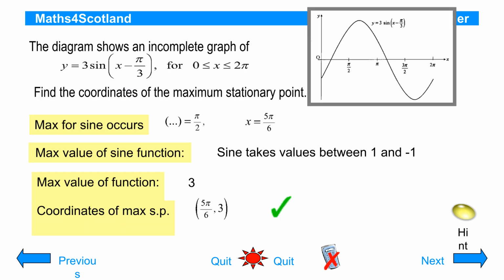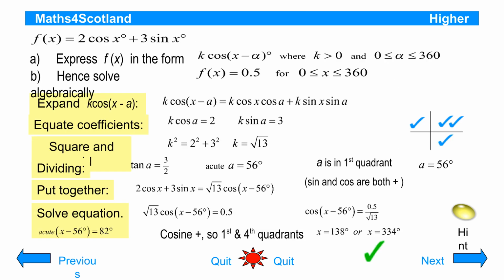Here we have a diagram showing an incomplete graph. Our task is to find the coordinates of the maximum stationary point by using the properties of the sine and cosine functions and their combined waveform. We are now working with a function f of x. We need to express this in the form k cos of x plus a, and then use this result to solve the equation algebraically for x within the specified interval.